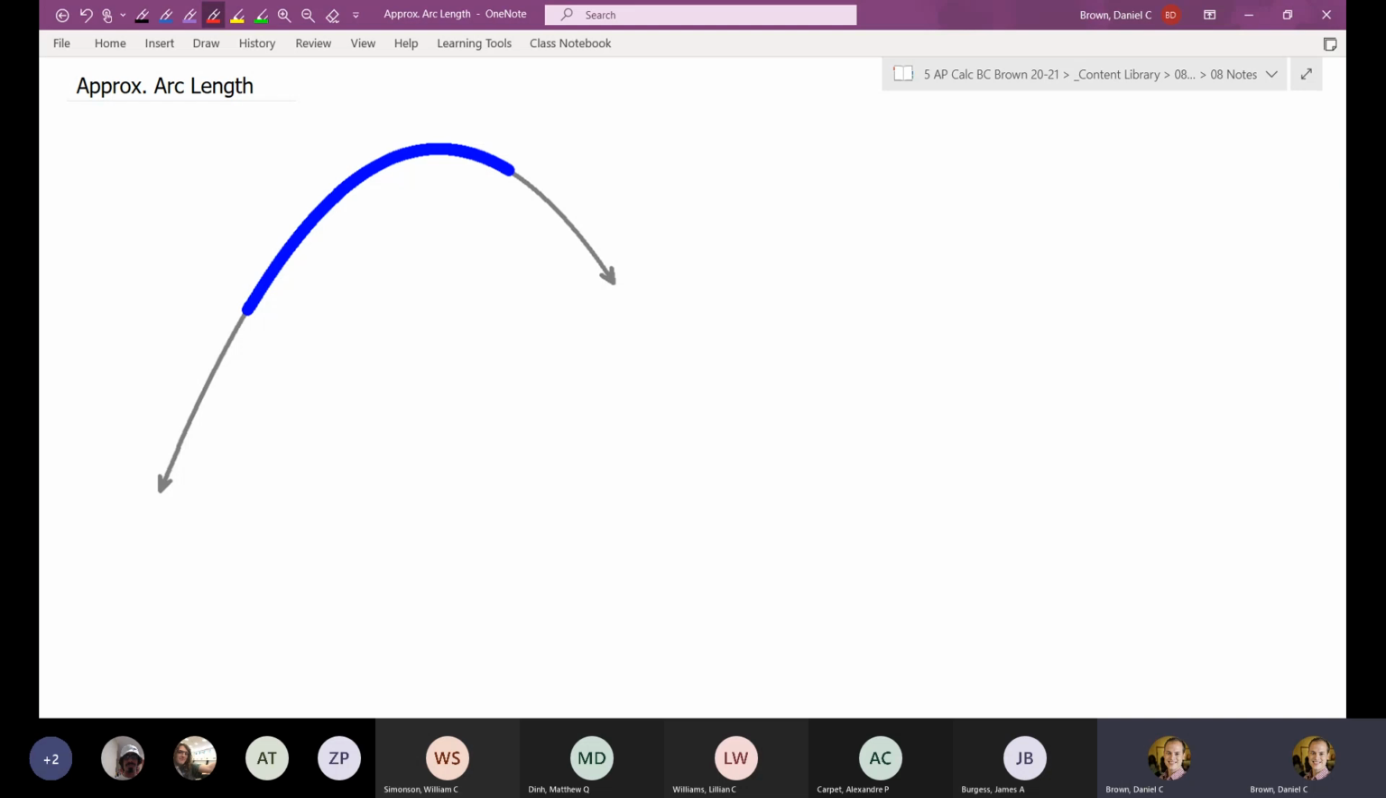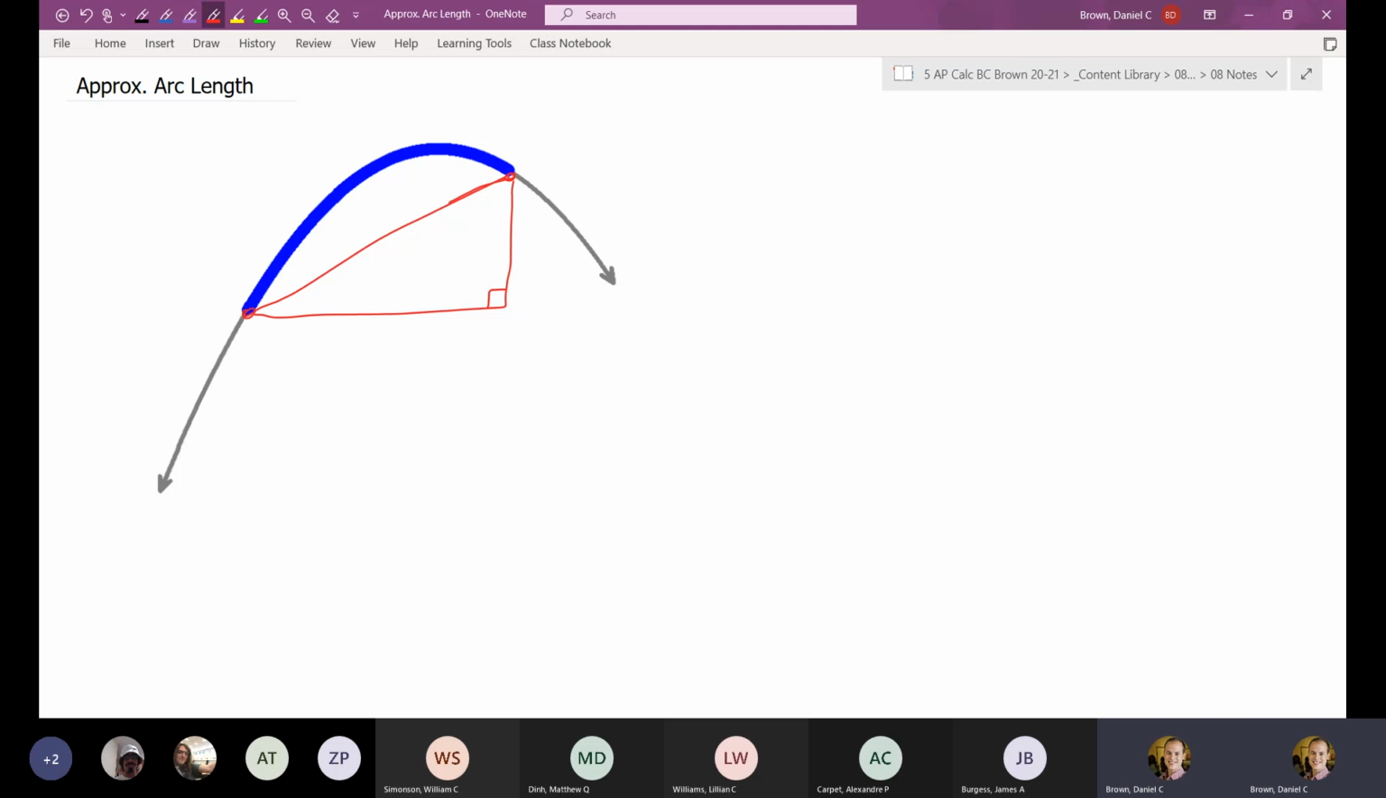The easiest way to approximate the length of that arc is to think back to your Riemann sums. We used rectangles to originally approximate area. Well, if I want to approximate the arc length, think about connecting a line between those two points. That would be a good approximation of that curve. How could I find the length of that line? I could think about a right triangle, because those are a lot easier to deal with than curves. How can I use a right triangle to approximate the length of that curve?